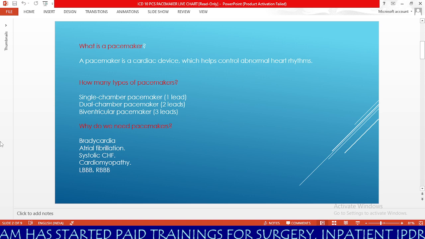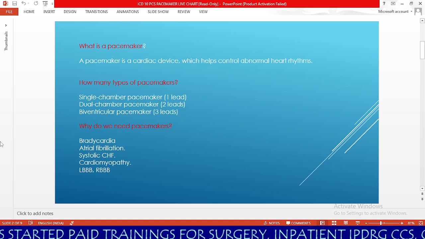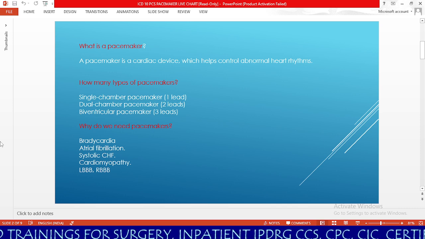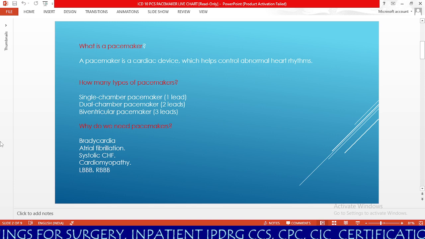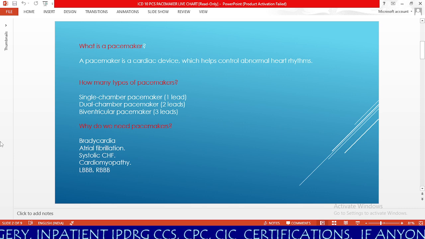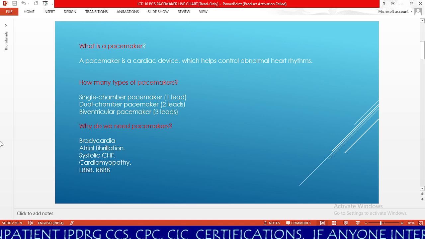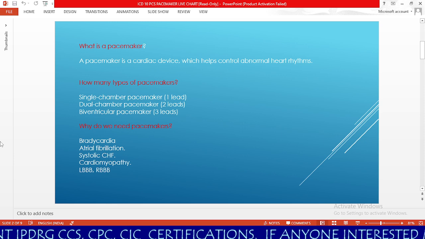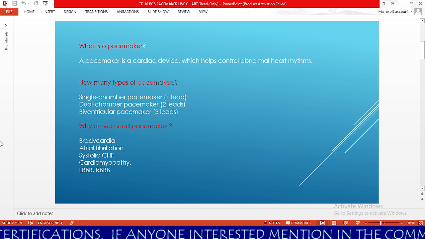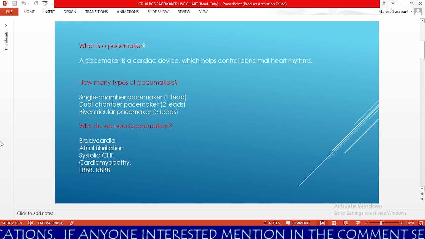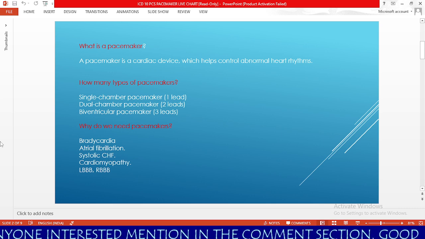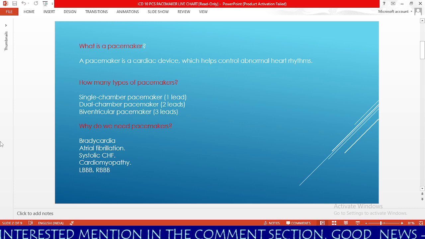Then we need to know why we need a pacemaker. What is the necessity for pacemakers here? In order to control bradycardia, atrial fibrillation, systolic congestive heart failure, cardiomyopathy, as well as left bundle branch block and right bundle branch block, the physician will use these pacemakers. Basically these are the indications for inserting or placing the pacemaker: bradycardia, AFib, systolic CHF, cardiomyopathy, left bundle branch block as well as right bundle branch block.